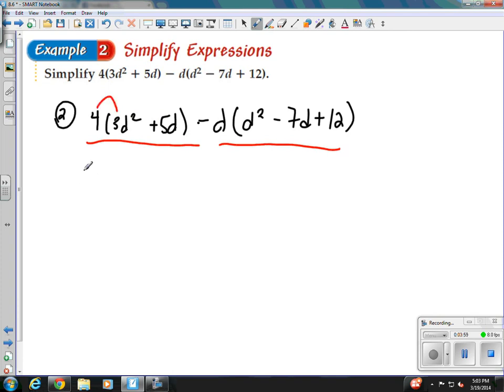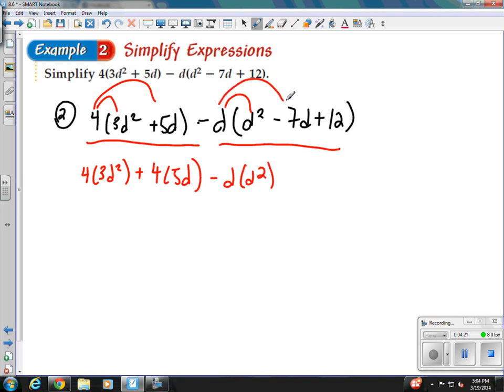So 4 times 3d squared. Drop down our plus sign. 4 times 5d. And also 4 is positive, so positive 4. And same way, always have to use that sign in front. So it's a negative d times a positive d squared. So negative d times a negative 7d. And then a negative d times 12.